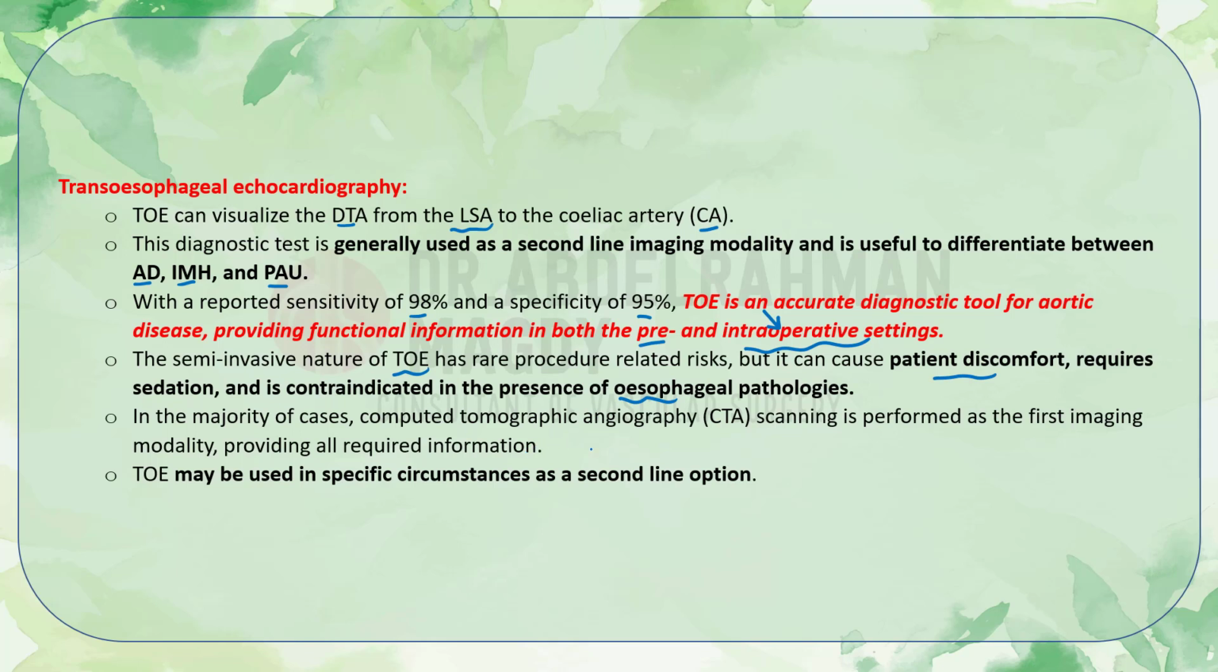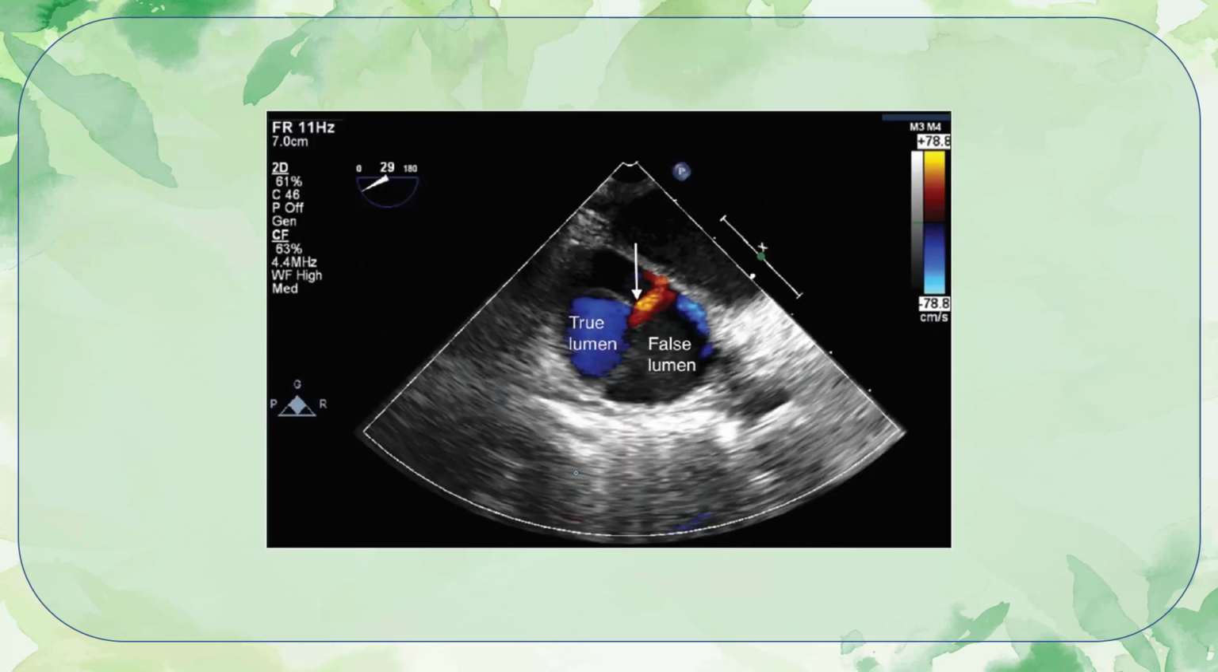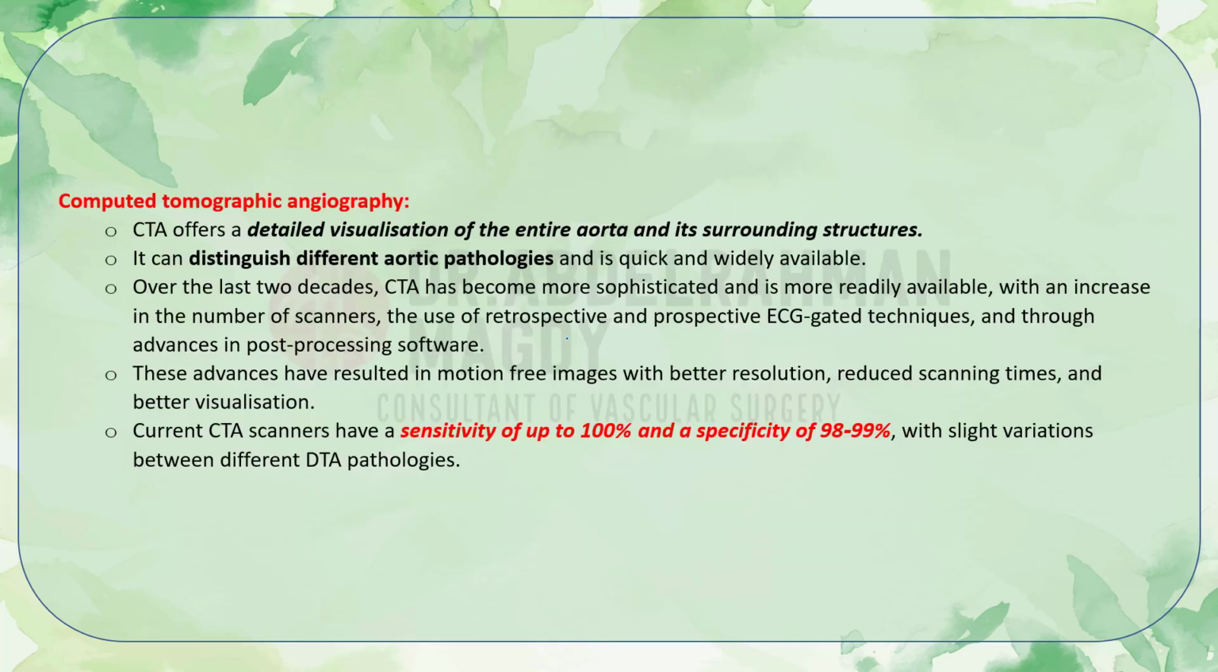In the majority of cases, CTA scanning is performed as the first imaging modality, providing all required information. Transesophageal echo may be used in specific circumstances as a second line option, or it can be used intraoperatively, as we said. And as we can see here in this picture of a transesophageal echo, it can delineate the true lumen and the false lumen, and it can give us an idea about the flow within the true lumen or the false lumen. What about the CT angiography?